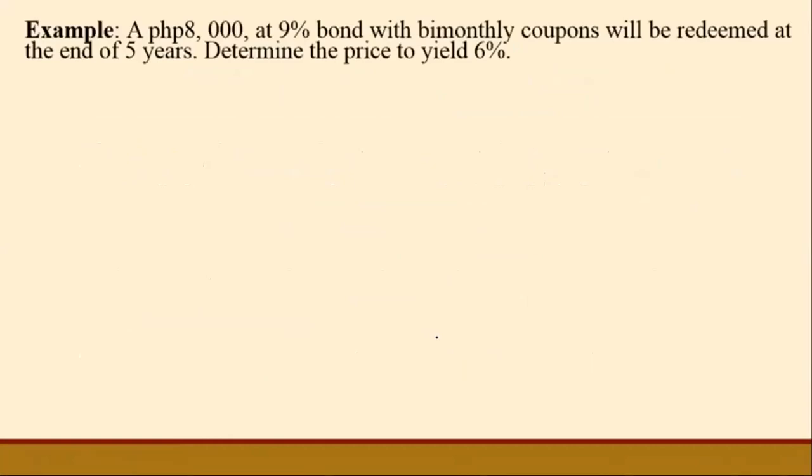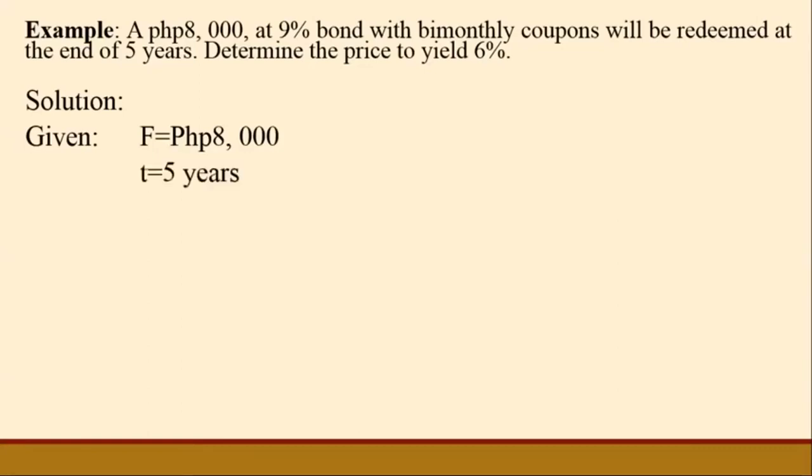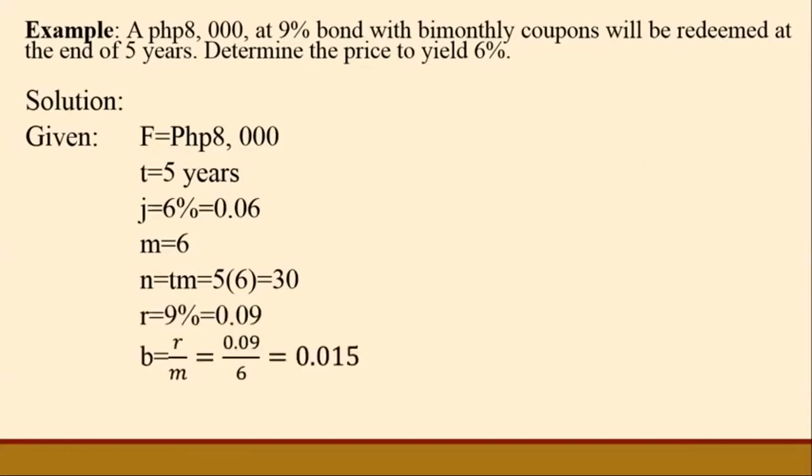Okay, example, an 8,000 pesos at 9% bond with bi-monthly coupons will be redeemed at the end of 5 years. Determine the price to yield 6%. Okay, so we have the given. So ano ba yung mga given natin? We have the face value na 8,000. The time is 5 years. The nominal interest rate is 6%. The number of conversion per year is 6 kasi bi-monthly. And then the number of payments, which is 30. And then the bond rate is 9%. The periodic bond interest rate is 0.015. Okay, and then the periodic interest rate 0.01.